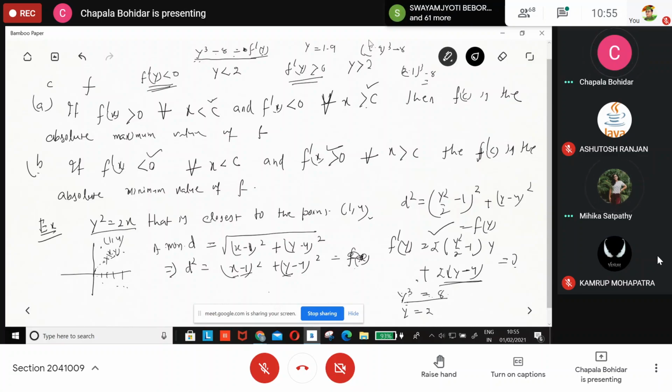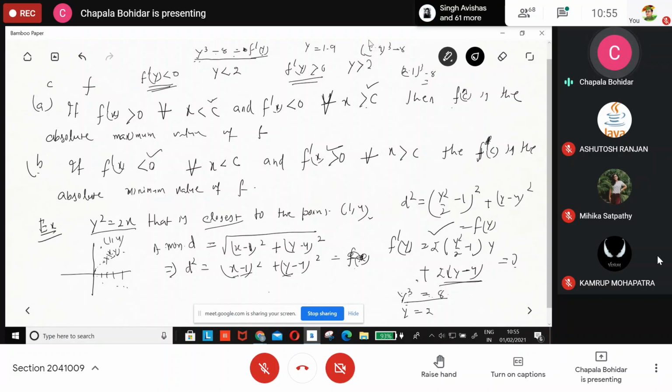B. What is B then? Then f dash c is the absolute minimum value of f. Sorry, it is not f dash c, it is f(c). Sorry, I have written f dash c. Then f(c) is the absolute minimum value of f. Don't write down f dash c. We are getting the critical point here, but the value is the functional value. So f(c) is the absolute minimum value of f. Clear?